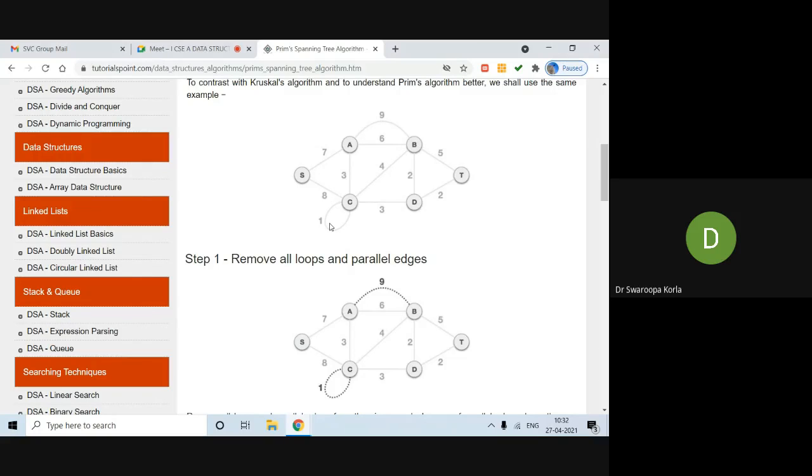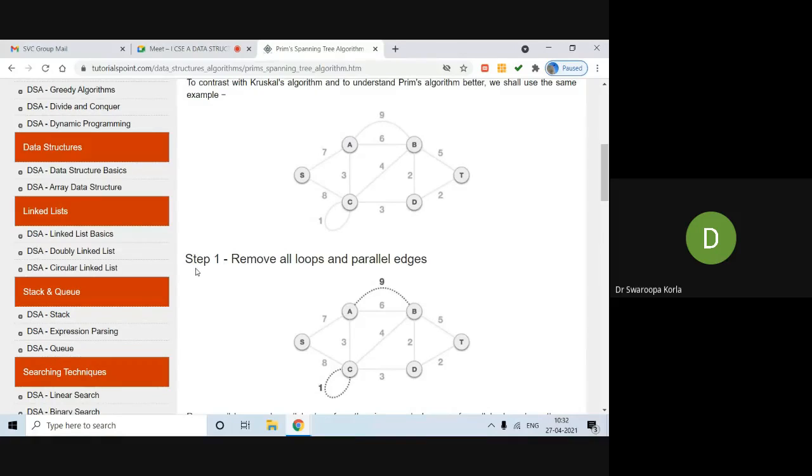For Prim's also, so it is easy to understand. Then see the same graph for Prim's algorithm. For this graph we are trying to construct a minimum cost spanning tree using Prim's algorithm instructions. So this is what a minimum cost spanning tree is.